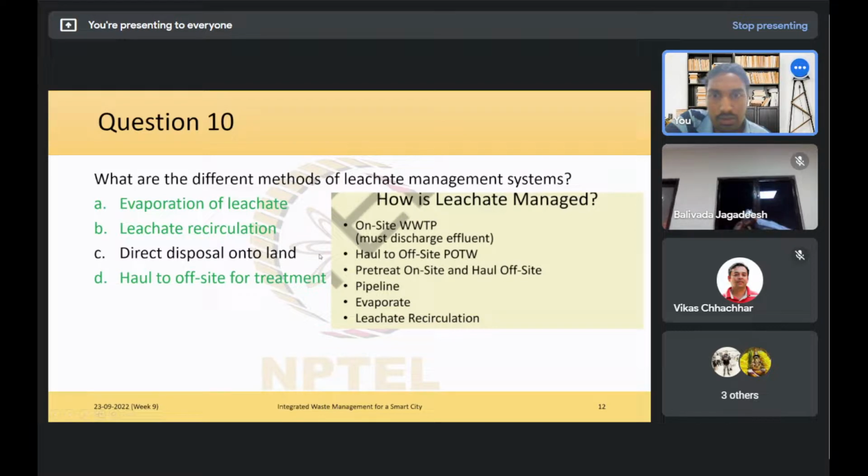So which is why we are collecting it in the first place, right? We are using the liner system so that it doesn't percolate into the ground. It is because of this reason. We don't want it to affect the groundwater, the surface water, right? So if we directly dispose it onto the land, that defeats the purpose of collecting it in the first place, right? So we don't want to do that. So that is not a way of managing the leachate. So other than that, all the other three options, A, B, D, are ways in which we can handle the leachate.